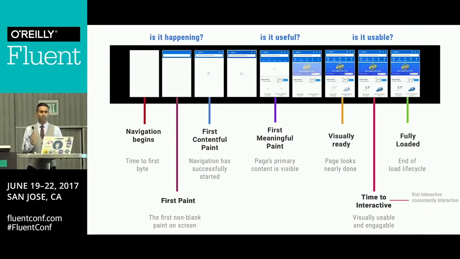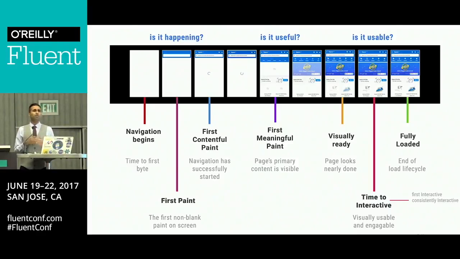Is it happening? Is it useful? And is it usable? Is it happening means, is the user actually seeing something useful on the screen? Are they seeing a spinner or application UI, skeleton screens? Something to say that the browser process has actually kicked off, actually showing stuff.